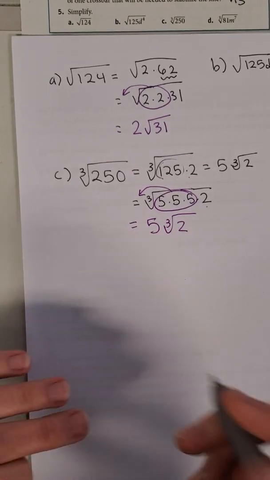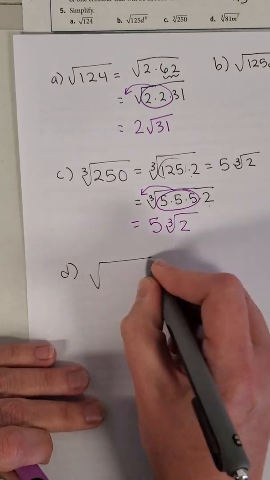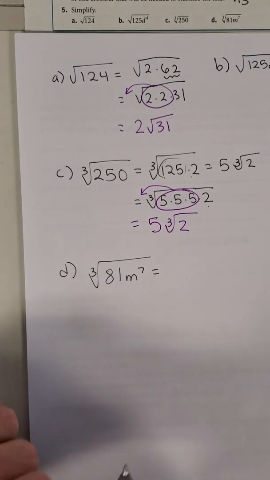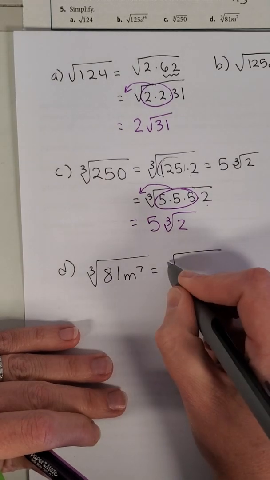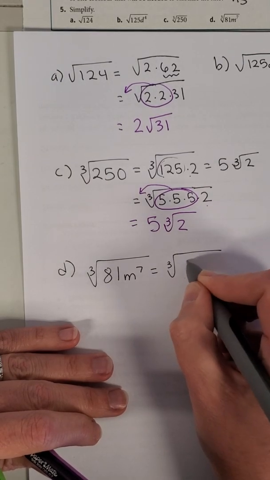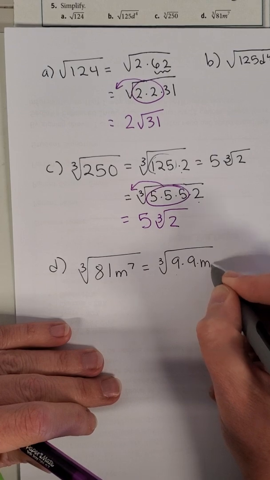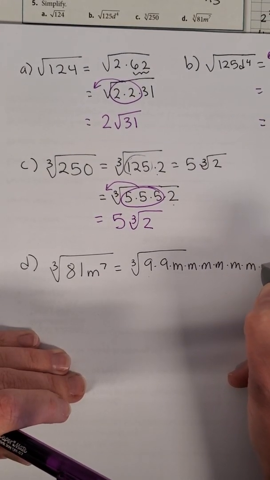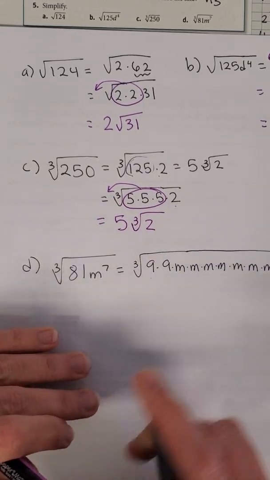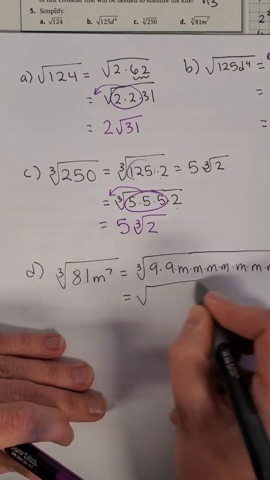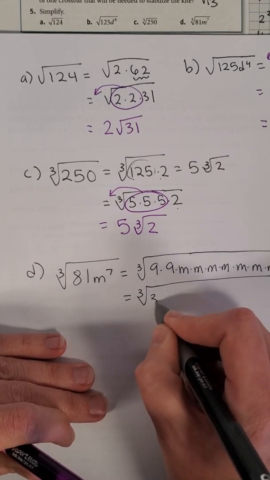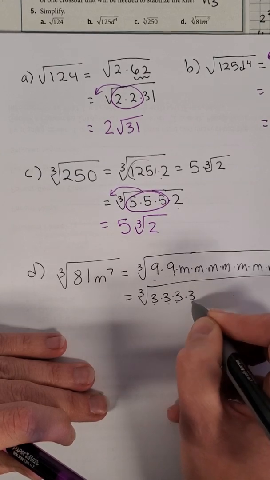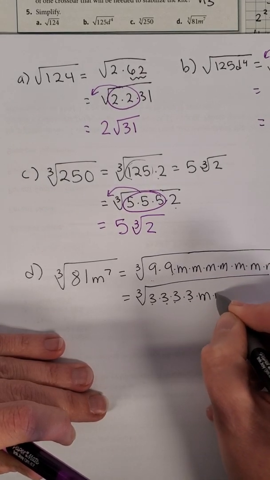And finally on D, we have cube root 81 m to the 7th. I'm going to prime factor that. This would be 81 is 9 times 9, and then m times m times m times m times m times m times m. That's 7 times. I'm going to rewrite this again. That's 3 times 3 times 3 times 3, right? 3 times 3 is 9, 3 times 3 is 9. And then 7 m's.